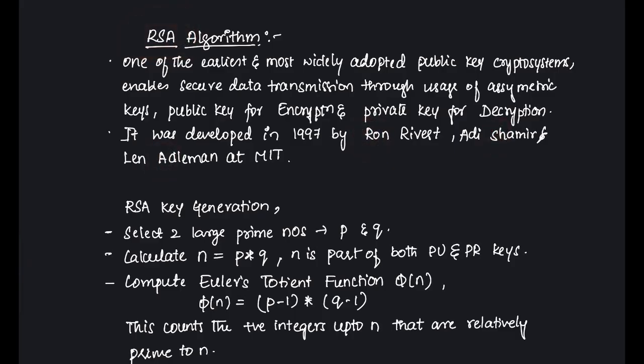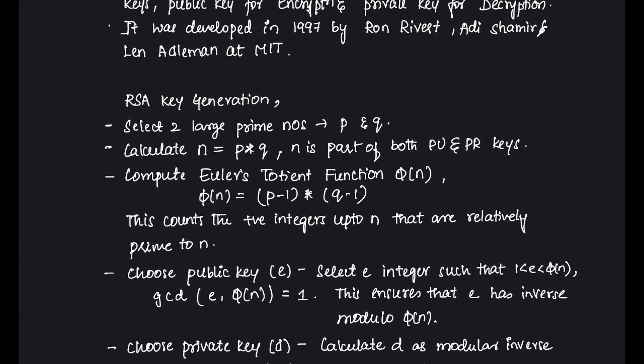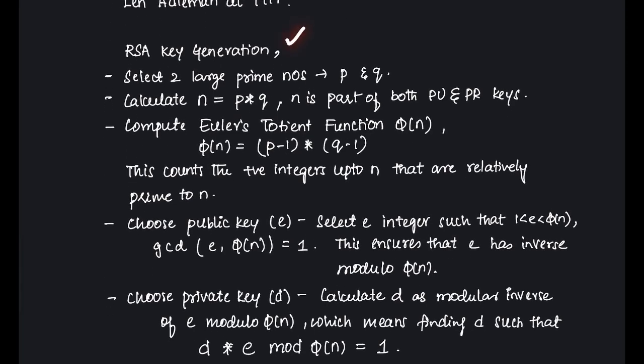Okay, so let's look into how RSA works now. Firstly, we'll look into how RSA key generation happens. Initially we have to choose two large prime numbers, P and Q. After that we have to find the product of these: N is equal to P into Q.